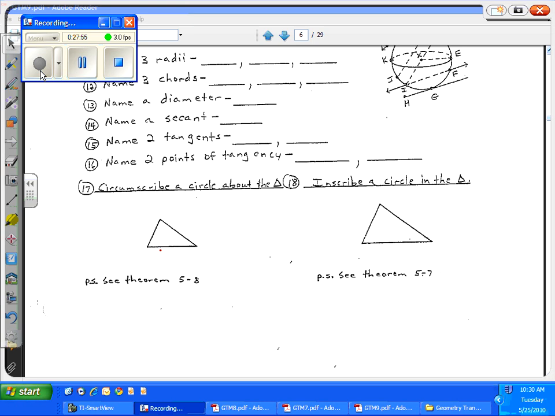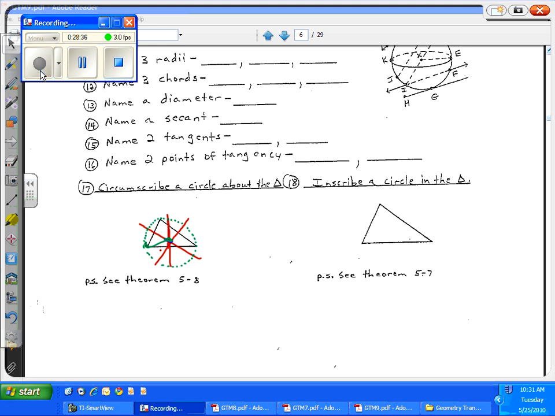So once you get the perpendicular bisector of all 3 sides, they're what we say concurrent at a point that is equidistant from the vertices. So we can use that point of concurrency, we call it the circumcenter, and that distance as a radius, and we can circumscribe a circle about the triangle. So we're using Theorem 5.8. You go back to Chapter 5 if you need to study that.